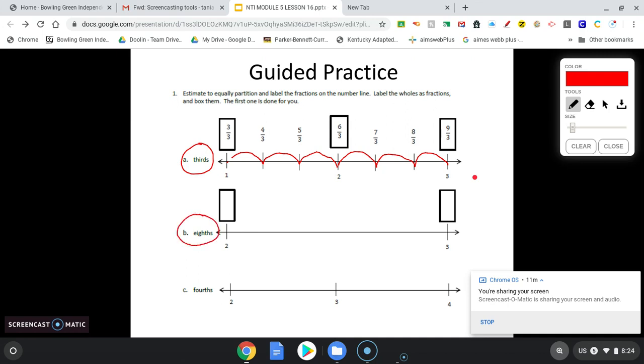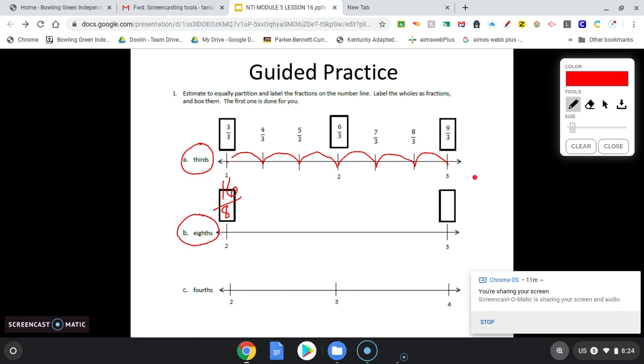B is, the fractional unit is eighths. So if our fractional unit is eighths, we know that our denominator is going to be 8. And we can count by 2's 8 times. And if we count by 2's 8 times, 2, 4, 6, 8, 10, 12, 14, 16. That gives us 16 eighths. So 16 eighths is equivalent to 2 wholes.